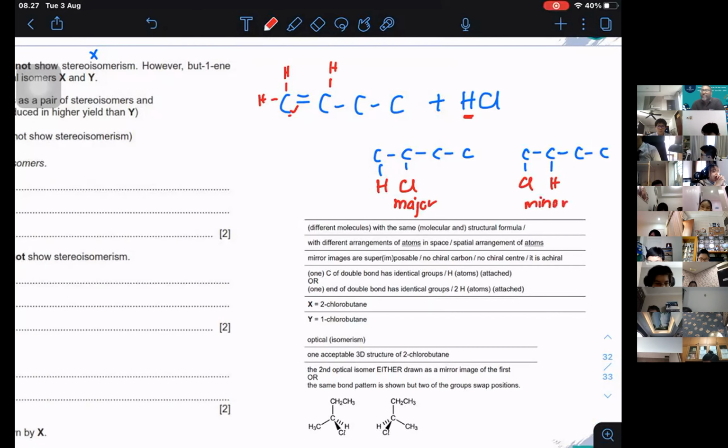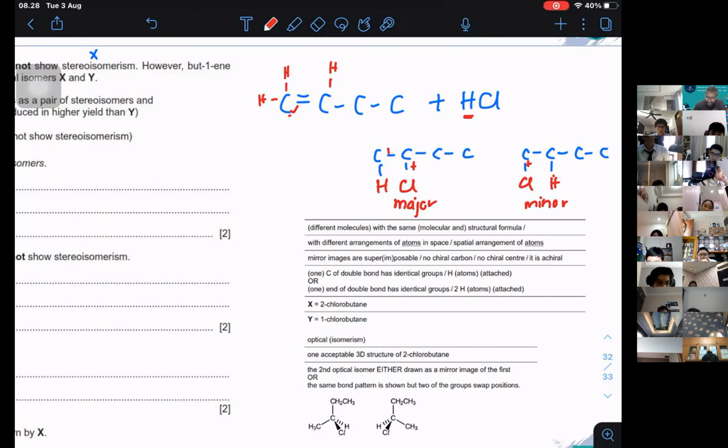But the reason you need to know is that when the H goes there, you are going to get a carbocation, which is going to be a plus over there. If I put the H here, plus over there. So you need to identify what kind of carbocation you are forming.